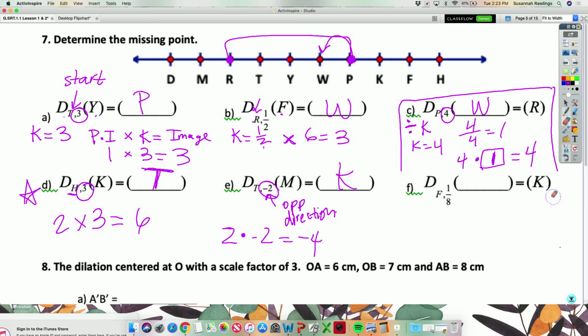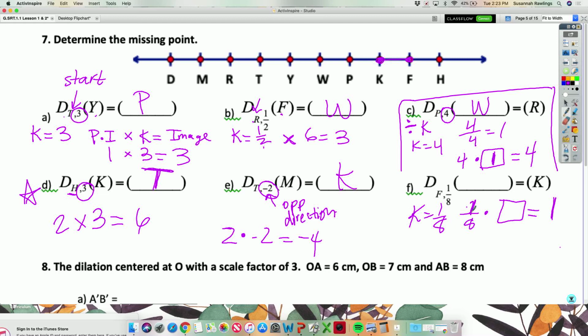Okay, so what's my starting point for the last one? F. Where do I need to count to? Which is what? 1 spot. So I know my scale factor is 1/8. That is an enlargement or a reduction? Reduction. So I'm going to set it up like I did here. So my 1/8 times my pre-image is equal to my image, which I know is, what did we just say? 1.